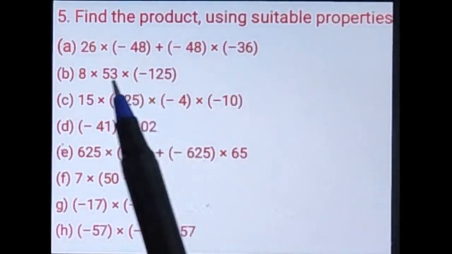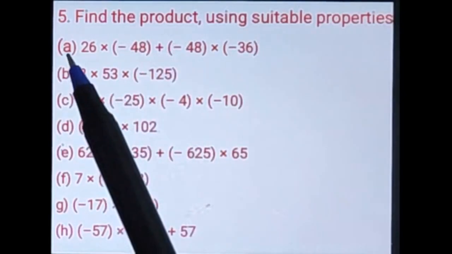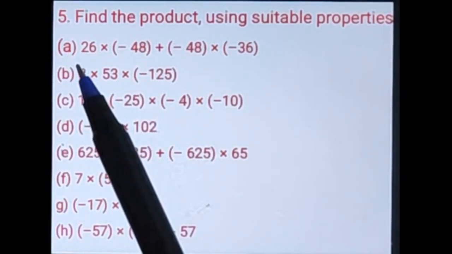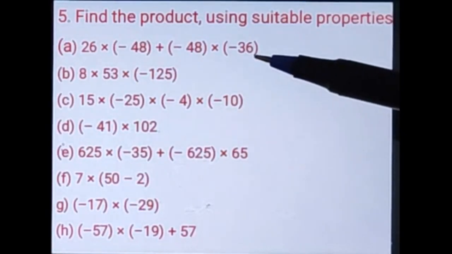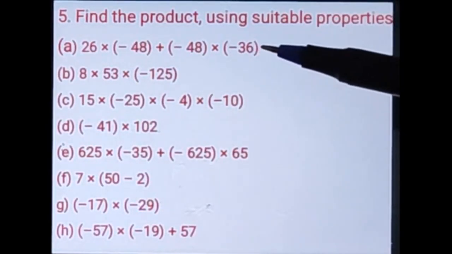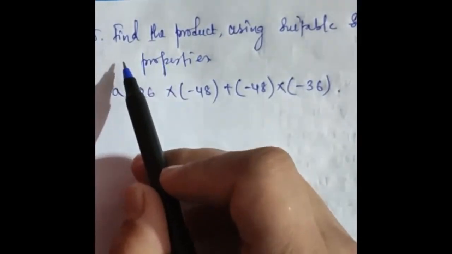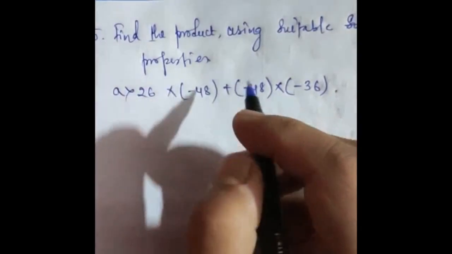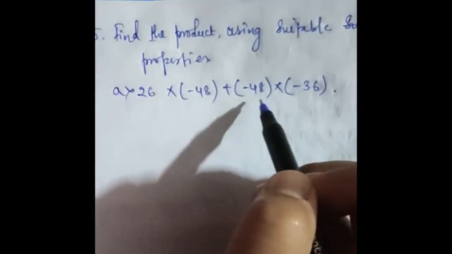So see, you have to find the product using suitable properties, right? Number A was your homework, isn't it? So let us solve number A, which was your home assignment. You can verify the answer, okay? Here is the assignment which I gave you yesterday. Number 5A was your home assignment. So using suitable properties you have to get the product, or the answer, right?